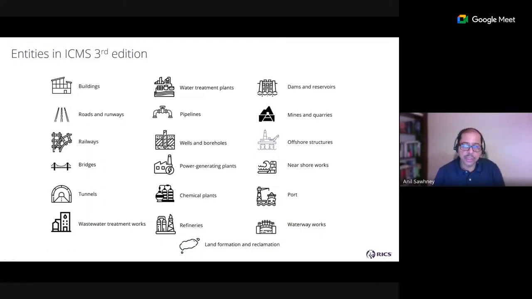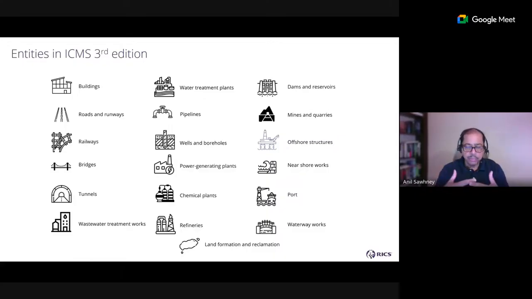ICMS allows you to do life cycle cost and carbon emission reporting. ICMS is only a reporting framework. It doesn't have any methodology in terms of WLCA. That is separate. But it allows 19 types of entities. We have created templates for 19 types of entities within ICMS. So with the third edition, you can have all types of buildings, and you can also have 18 types of infrastructure assets that can be reported under ICMS.